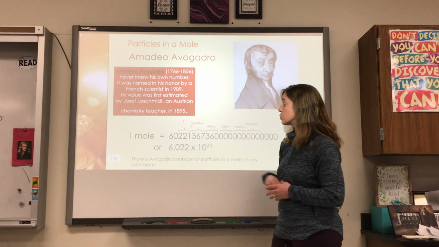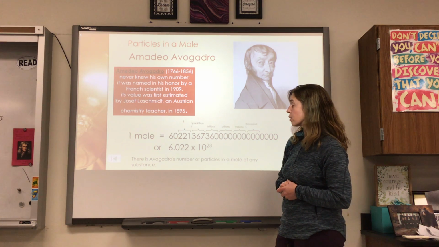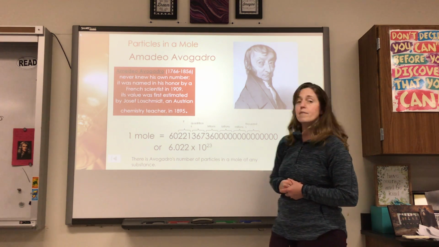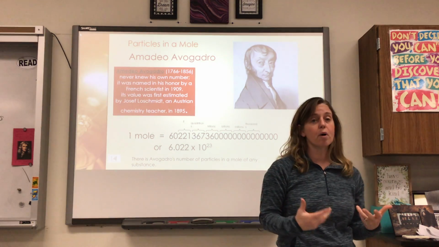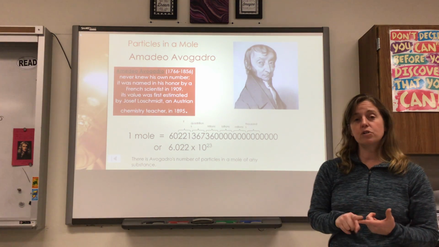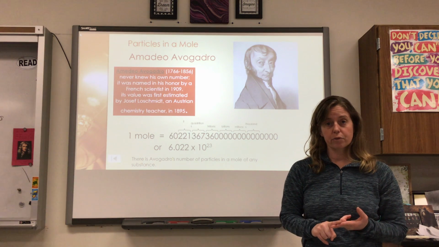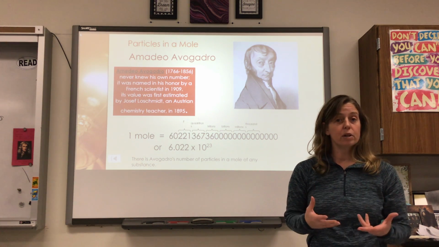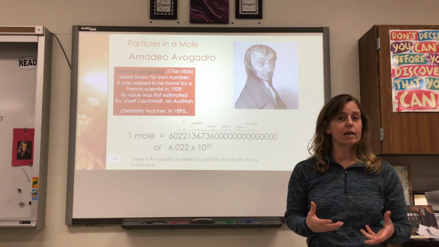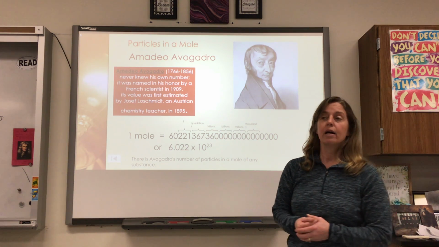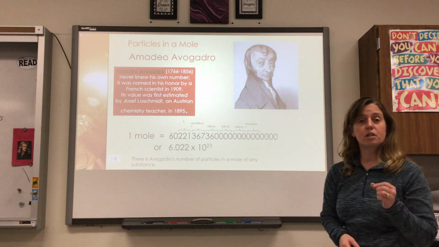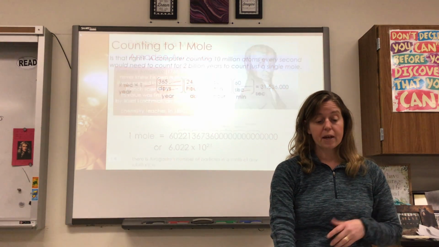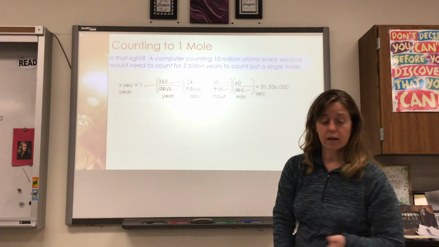So 6.022 times 10 to the 23rd. There is Avogadro's number of particles in a mole of any substance. So when we talk about the mole, and we're looking at individual atoms or molecules, okay, we're using this number, or we even use formula units or particles or any kind of terminology like that. That's going to be equivalent to 6.02 times 10 to the 23rd. And that's what we're going to be focusing on today.